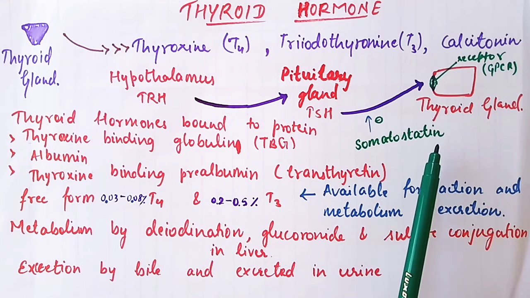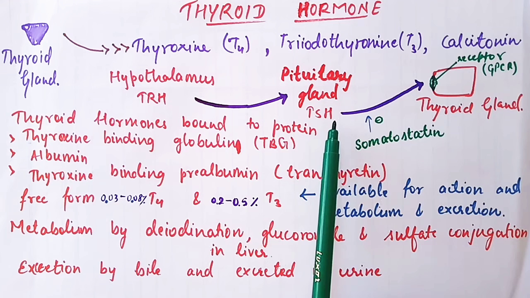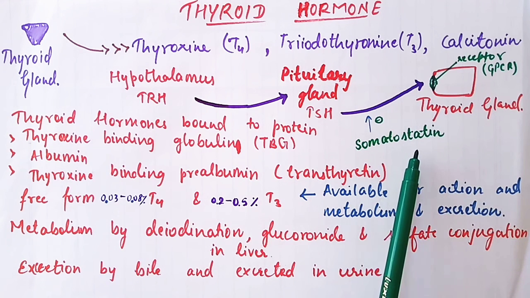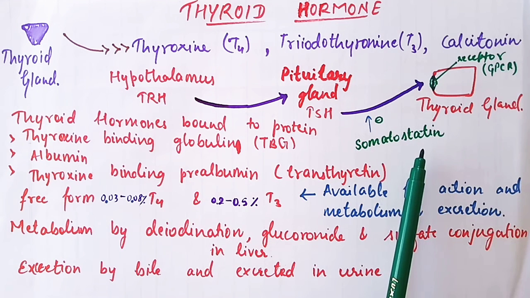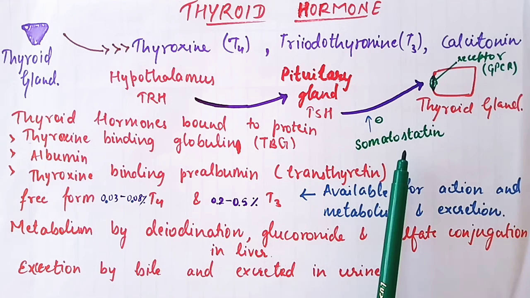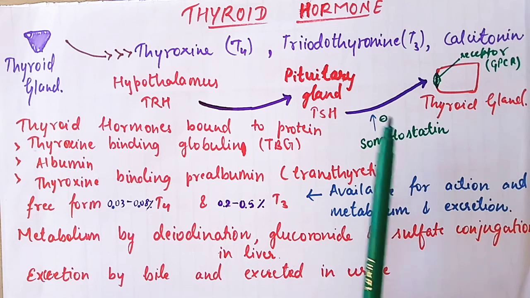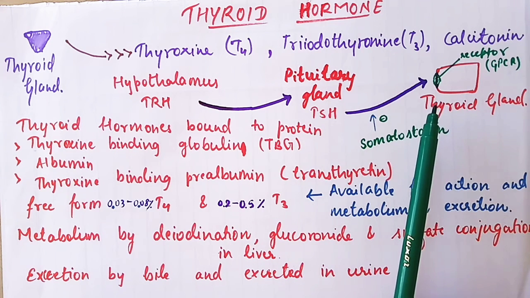Somatostatin is the inhibitor of TSH activation. The TSH does not bind to the GPCR when somatostatin inhibits it. This process takes place by a feedback mechanism: when the TSH level increases in the body, somatostatin goes and binds to this and inhibits the binding of TSH on the GPCR.